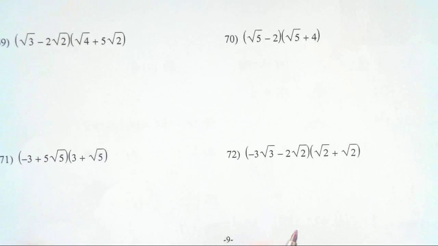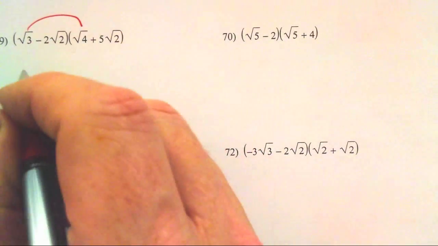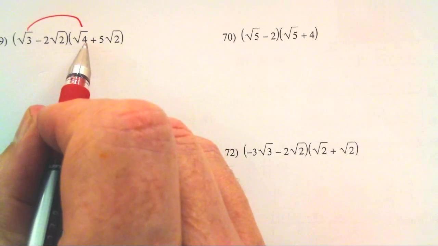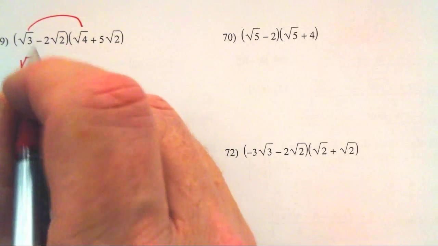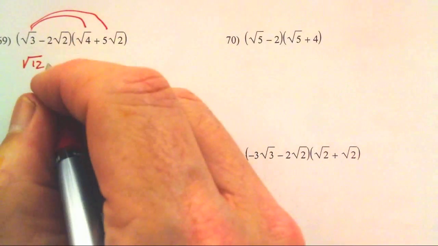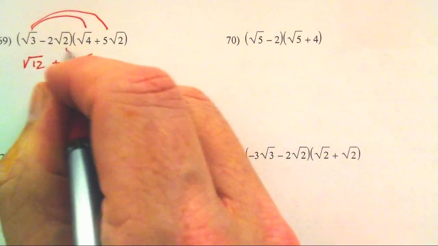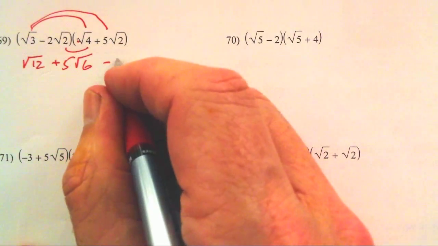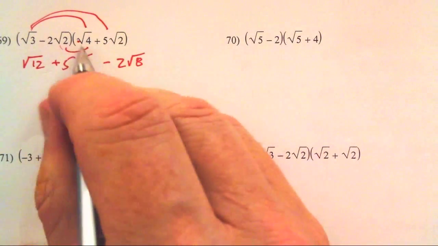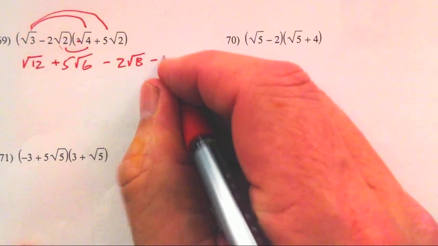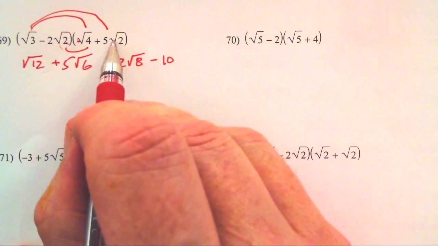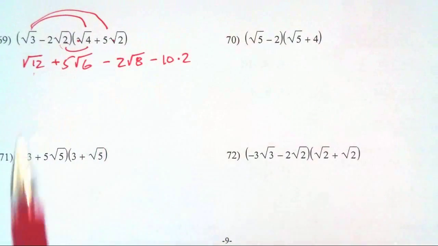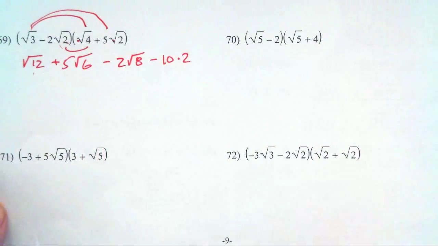Number 69, FOIL. You might jailbreak, but let's say I didn't recognize that I could just call this plain old 2. I get square root of 12. I get plus 5 root 6. I get minus 2 times root 8, and minus 10 times root 4, but root 4 is just 2. And we say, wow, I can't combine any of these. Well, maybe we can. Let's see.